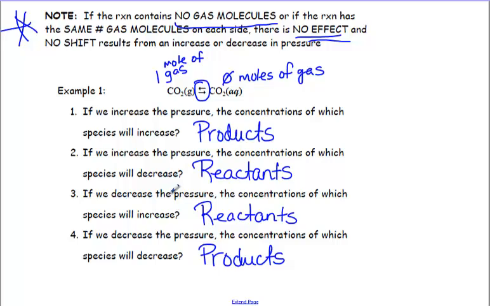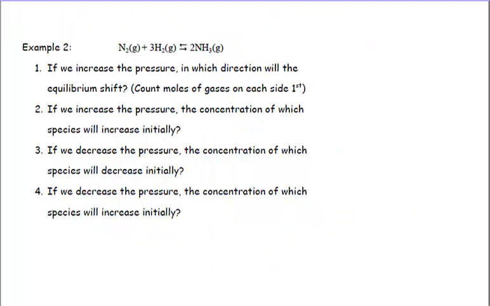Remember, decrease wants to go toward the side with more moles, which would be the left side. So the shift here is to the left, for the last two. And if it's shifting to the left, then the reactants will increase and the products will decrease, 3 and 4. All right, so here's another example, a little more complicated, and then we'll be done with this lesson.